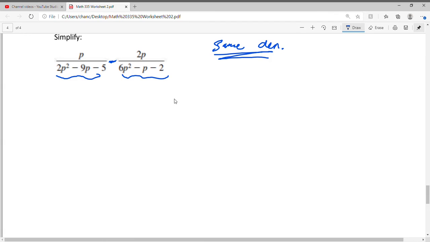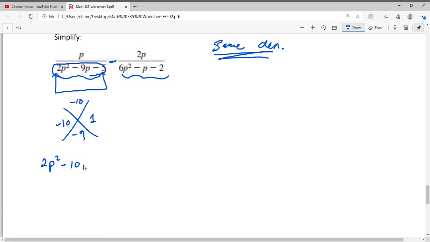So let's do the scratch work here on the side. We'll multiply the 2 times the 5. That gives me negative 10. And we'll put the negative 9 down here. Two numbers that multiply to get negative 10. Well, that's negative 10 and positive 1. And it does give us negative 9. So I'm going to rewrite this part as 2p squared minus 10p plus 1p minus 5.